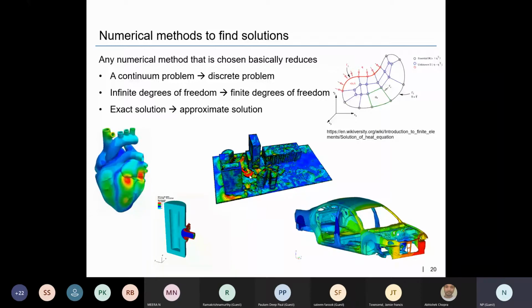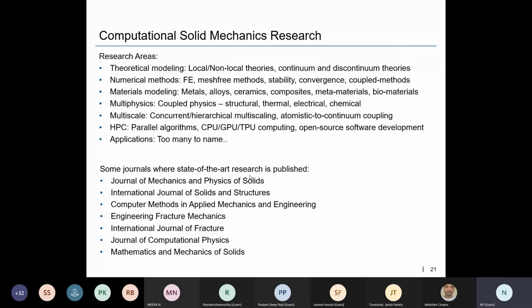In terms of computational solid mechanics, so all of this was just generally talking about computational mechanics. In terms of computational solid mechanics research, again, there's too many things to talk about. There's research areas which span theoretical modeling, numerical methods, materials modeling, multiphysics and multi-scale modeling, high performance computing, and there's just too many applications to go into right now.